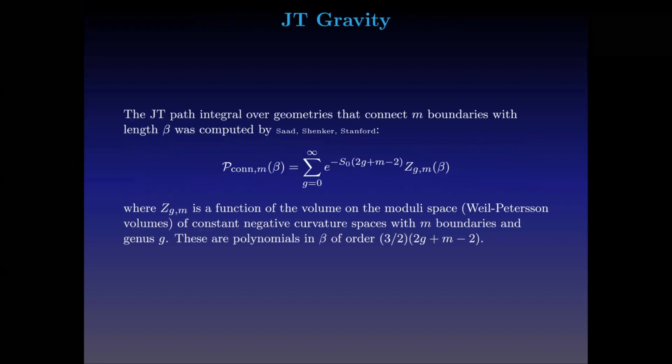So one thing we're going to need in JT gravity is the calculation of the JT path integral over geometries that connect M boundaries with length beta. This was computed by Saad, Shenker, and Stanford. So this is the formula for it. This Z_{G,M} here is a function of the volume of the moduli space of constant curvature spaces with M boundaries and genus G. There's a recursion relation that allows you to compute them, but they are not known analytically in M for arbitrary M.